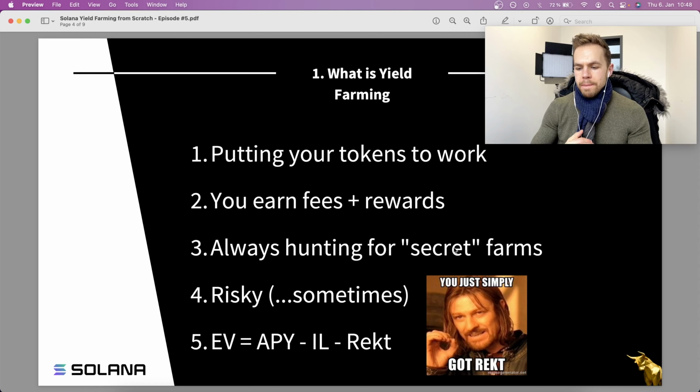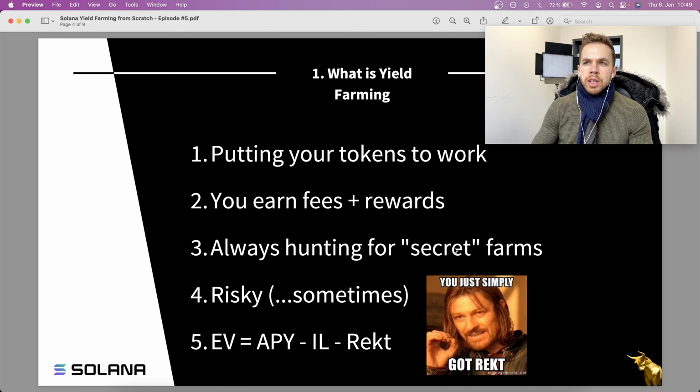What is yield farming? From a really general concept, you're basically putting your tokens to work. You don't just hold them, you put them into a farm, you put them into a stable coin pair, for example, or you put them into a liquidity pool. And what do you get from it? Why would you do so? You would earn fees and you would get rewards.